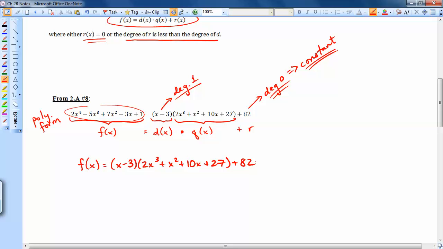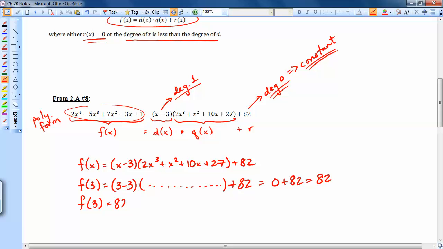Okay. Now, there's one x that's really convenient to plug in that will cancel out a ton of stuff, and that x is going to be 3. Because if I plug in f of 3, then that first term becomes 3 minus 3, which is 0. So it doesn't even matter what's in here. I don't have to evaluate that at all. And then I've got plus 82 at the end. So this is going to turn into 0 plus 82, which is just 82. So f of 3 is 82, which was my remainder.